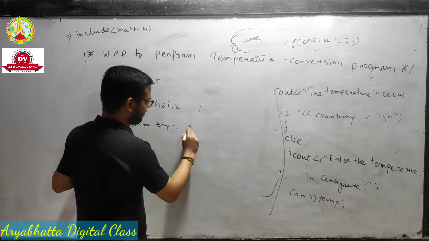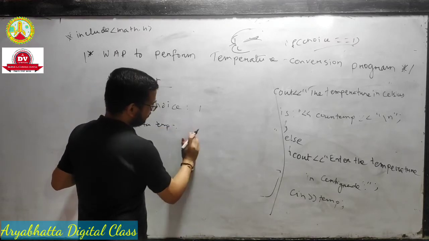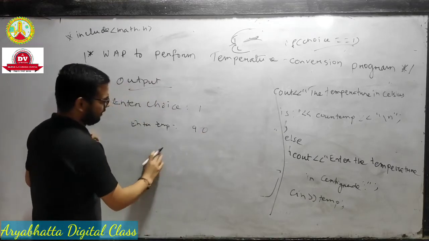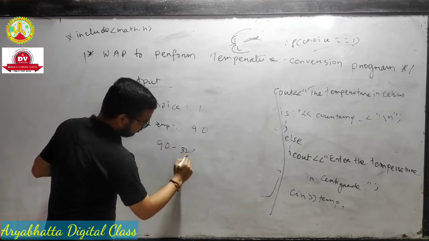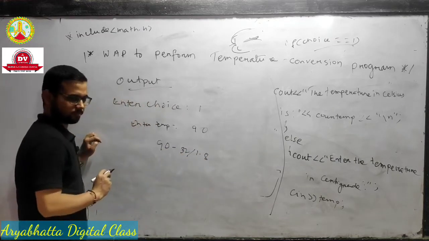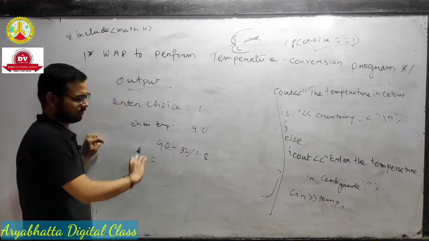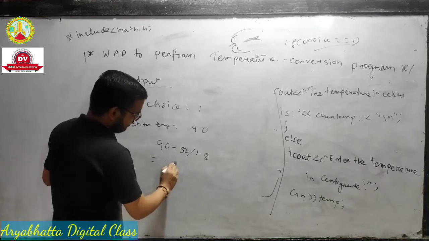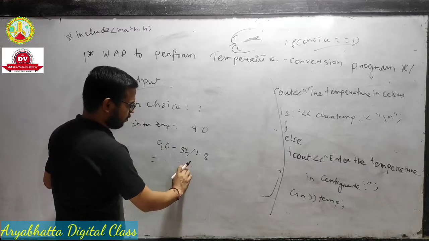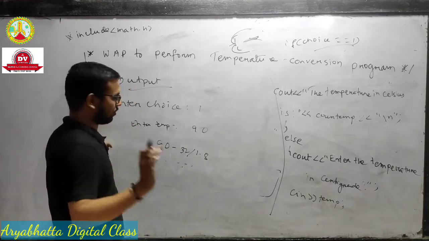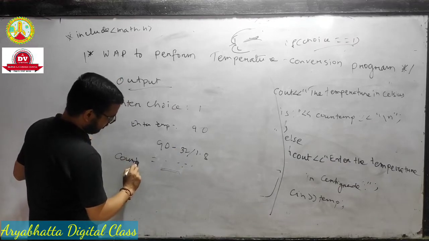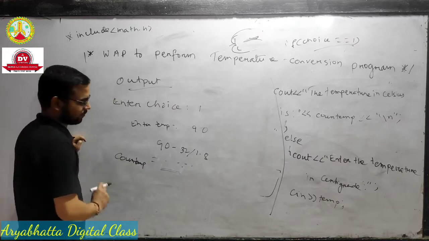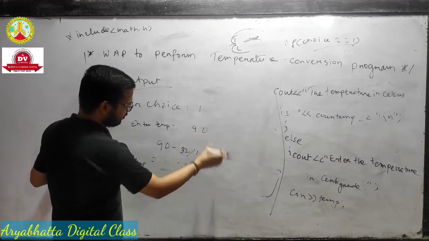Temperature means you take any value, suppose 90. What is the formula? 90 minus 32 divided by 1.8. Whatever we calculate comes out as a point number, that's why we can use float, and this output value is stored in count temp. Okay, this is for Fahrenheit to Celsius.